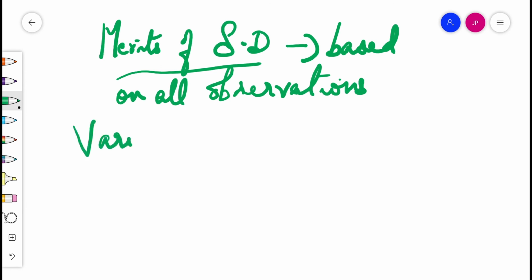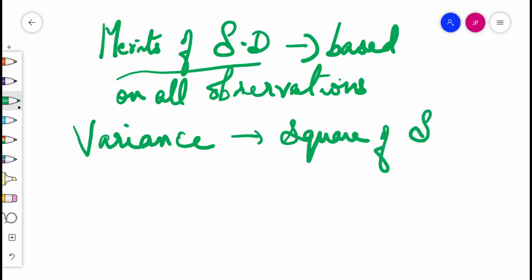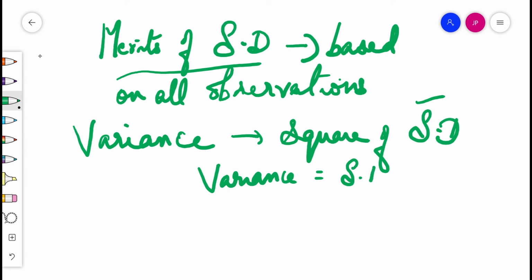The next one is variance. Variance is another measure of dispersion and it is the square of standard deviation. The square of standard deviation is called variance. So variance is equal to standard deviation square, that is small letter sigma square.